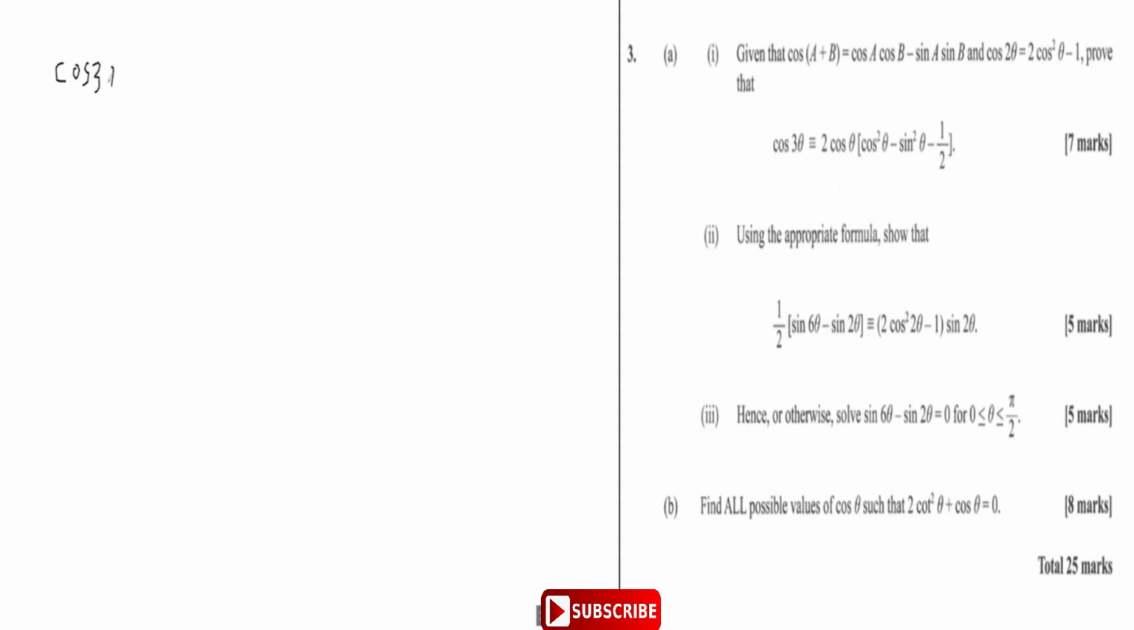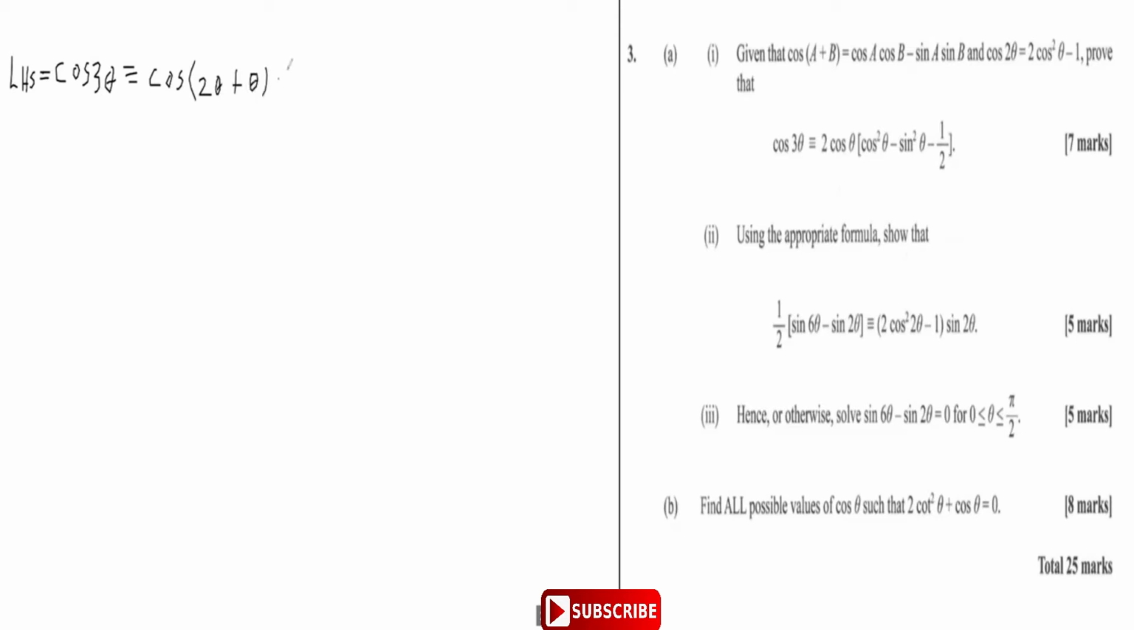Starting with the cos of 3 theta, since we're doing a proof, I like to write left-hand side. My left-hand side is equal to cos 3 theta. Cosine of 3 theta can be written as the cosine of 2 theta plus theta.